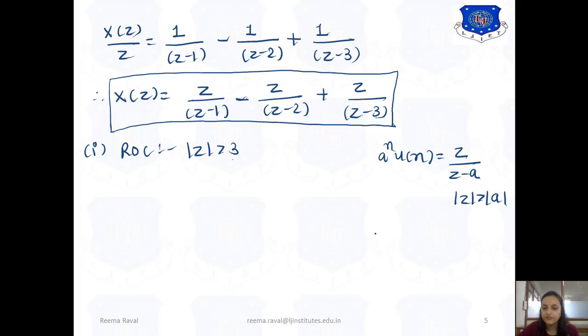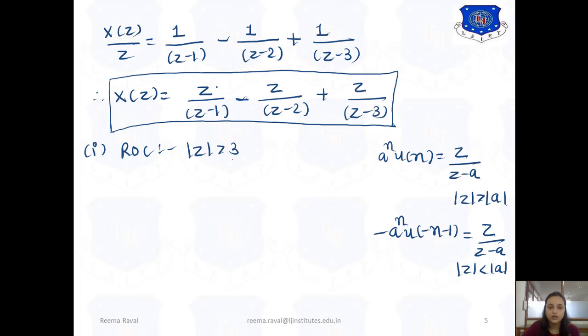Okay, and we have seen another variant of this. If it is minus a raised to n u of minus n minus 1, for that also the Z transform was Z upon Z minus a, but for that the ROC condition was mod Z less than a. Okay, we are going to use this to find the answer of this.